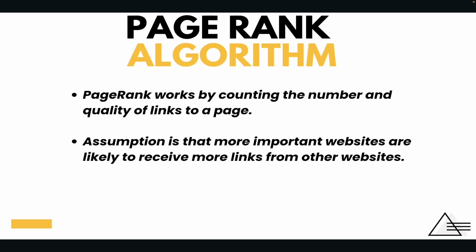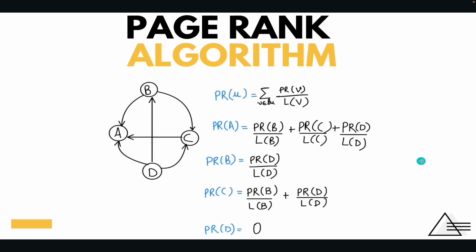Let's understand the mathematics. Here I have taken a simple example of 4 nodes A, B, C and D, and I will try to calculate the PageRank. The formula for the PageRank of a node U is given by the sum of the PageRanks of all the web pages which have an inward edge to it. Let's take an example. A has 3 inward edges from B, C and D. So the PageRank of A will be the sum of the PageRank of B plus the PageRank of C plus the PageRank of D.